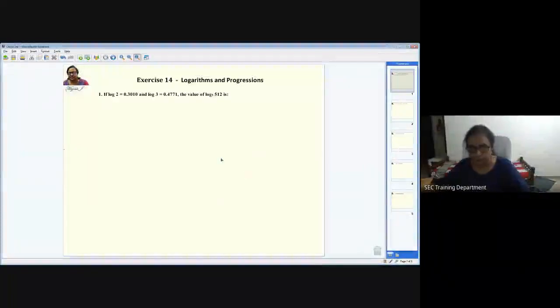Now, logarithm. We have different kinds of logarithm problems, but for the placement, they never ask you the tougher ones. It will be the basic problems. So the basic concepts: you have log AB. How do you separate that?